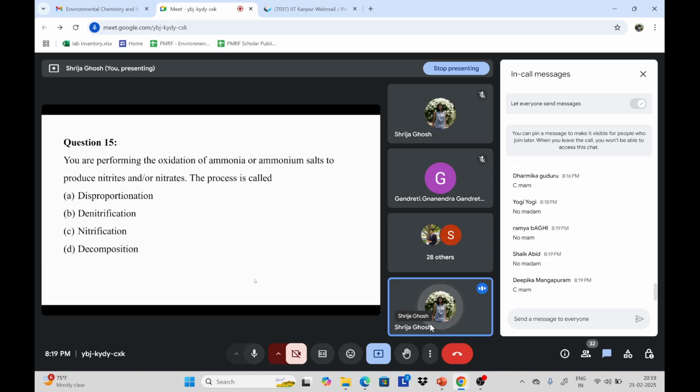We discussed that the process is done by Nitrosomonas, right? But what was the process called? Okay, I'm getting option C as the answer. What about others?